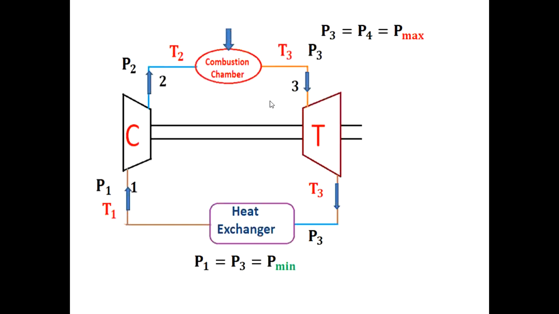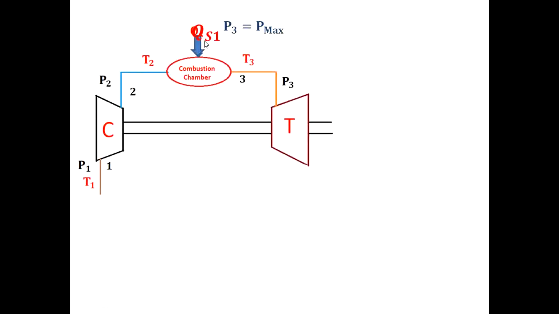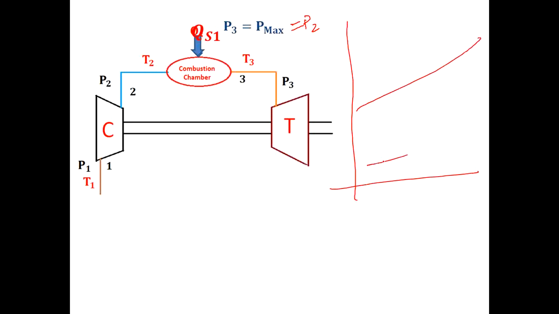The usual Brayton cycle is this, and the heat energy supplied is QS1. When it is compressed, it is raised to the pressure P3, where P3 is equal to P2, the same pressure. In the TS diagram you can see two pressure lines: one is the maximum pressure and the other is the minimum pressure. It is compressed from 1 to 2 to the maximum pressure, where P2 is equal to P3. You observe this concept.